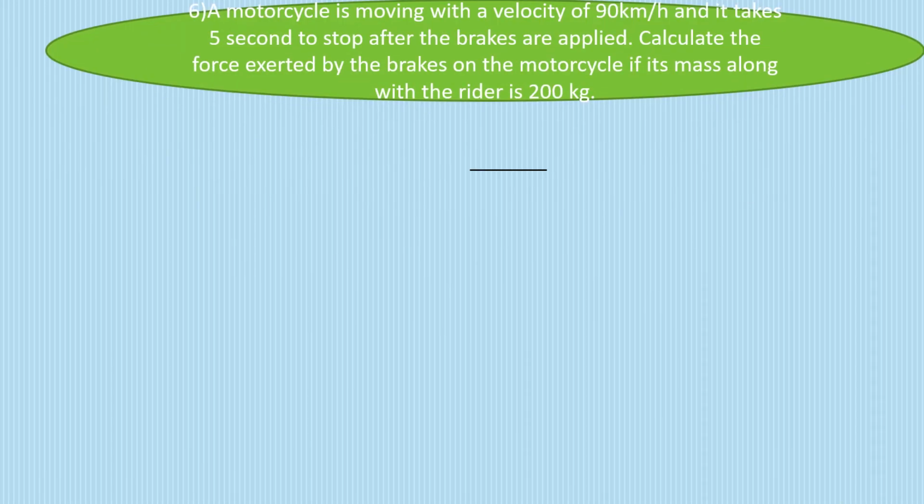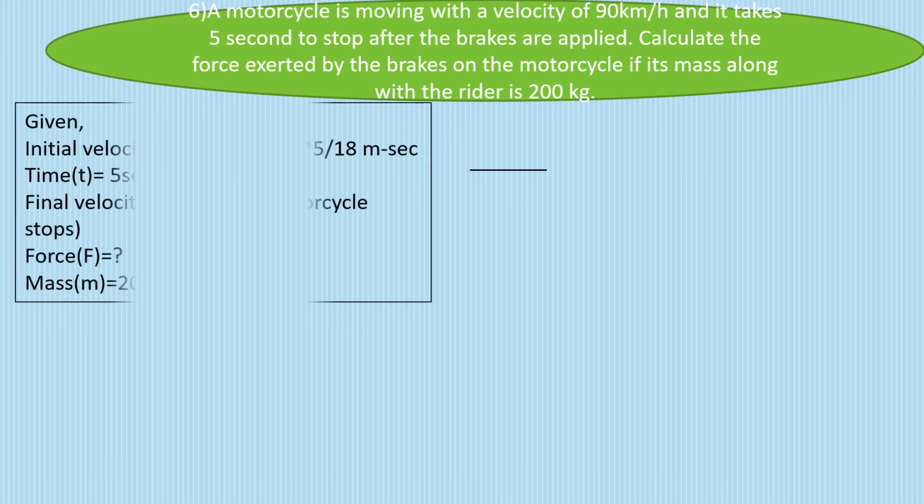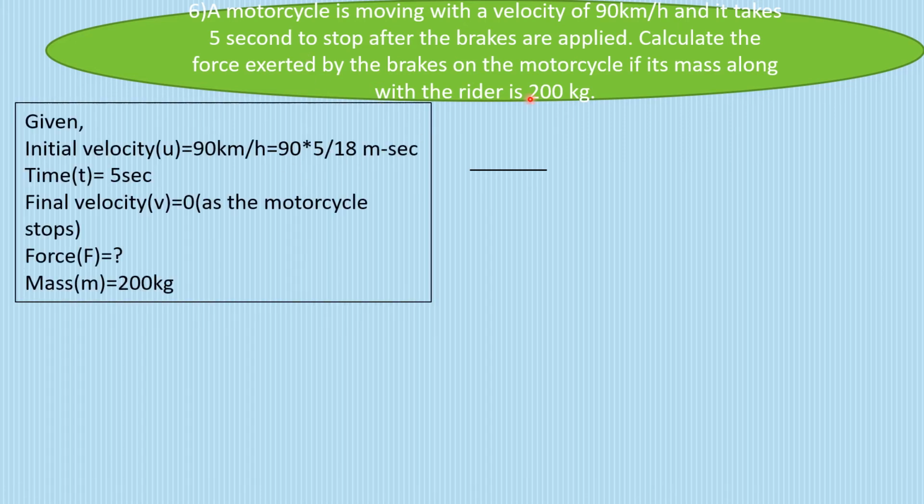Moving on to the next question, question number 6. A motorcycle is moving with this velocity. So see, if some velocity is given, we have to write it down. It is moving with this. So it is already moving with this. That means that is going to be your initial velocity. So initial velocity is 90 km per hour.